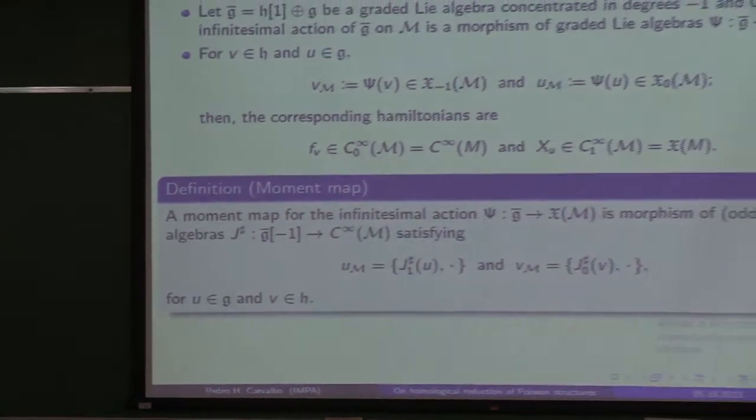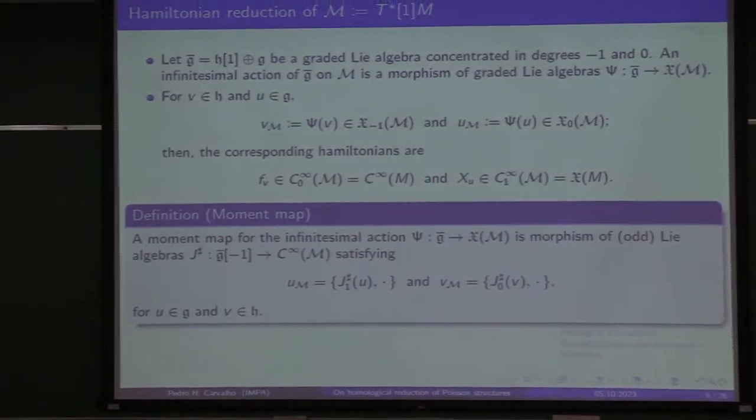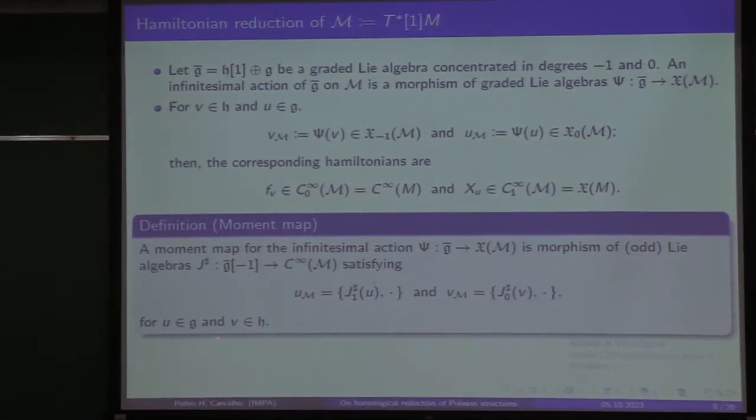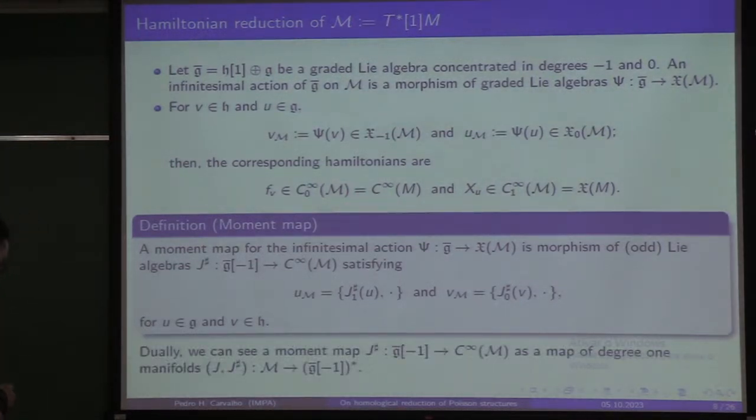Okay, so maybe I should call this a co-moment map somehow, right? But still, dually, you can see this map as a map of degree 1 manifolds. So you can see this map here actually generating a map between this shifted cotangent bundle and another degree 1 manifold. This guy here is just the degree 1 manifold associated to this trivial bundle here.